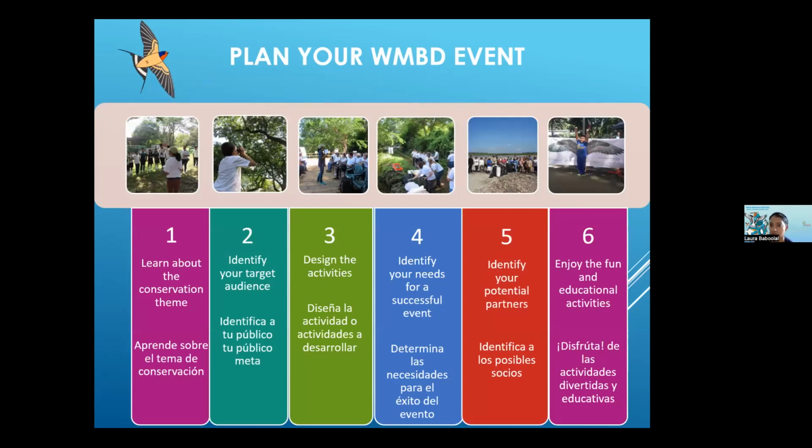Okay, so we're getting into planning the event. These are just a few steps that you can take and use as a guide. You can always adjust it to suit you. So the first step is to learn about the conservation theme, which is water this year. So you want to learn about maybe things like water conservation, how it's important to birds, that sort of thing. You want to identify your target audience, if it's kids, teenagers, adults, mixture. You want to design your activities.